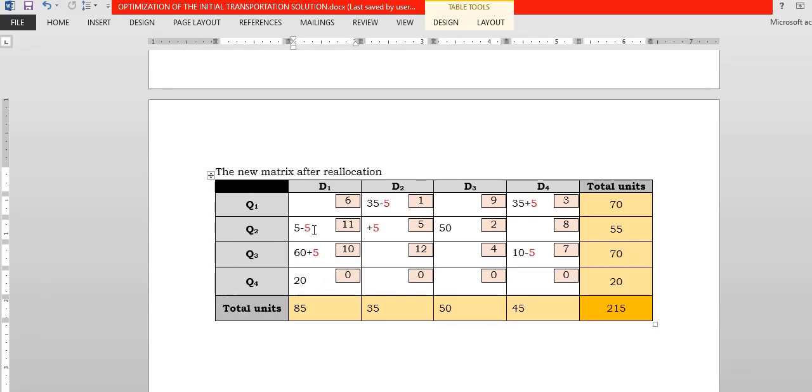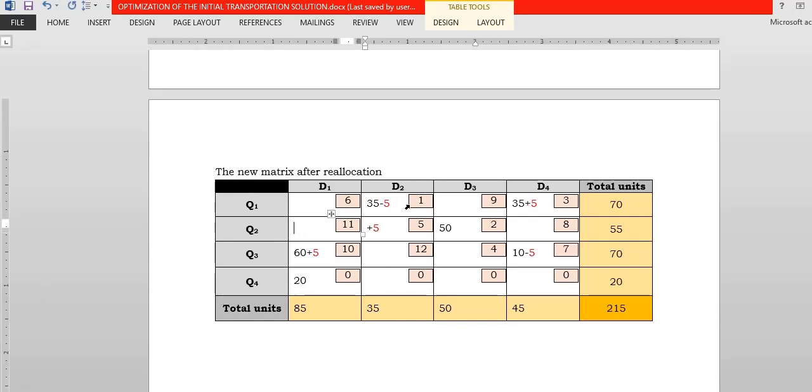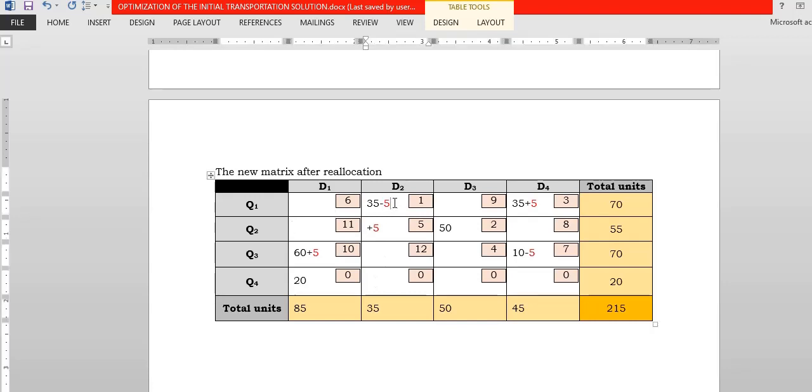So 5 minus 5 is 0, so this becomes empty here. 35 minus 5 is 30, so it becomes 30. 35 plus 5 is 40, this becomes 40 here. So if you add it across, 30 plus 40 is 70. Then this is plus 5, 0 plus 5 is 5, so this becomes 5. 60 plus 5 is 65, so this becomes 65 here. Then last we have 10 minus 5 is 5, so this becomes 5.